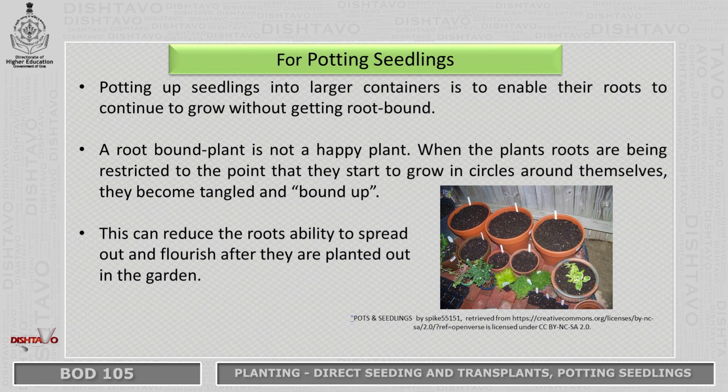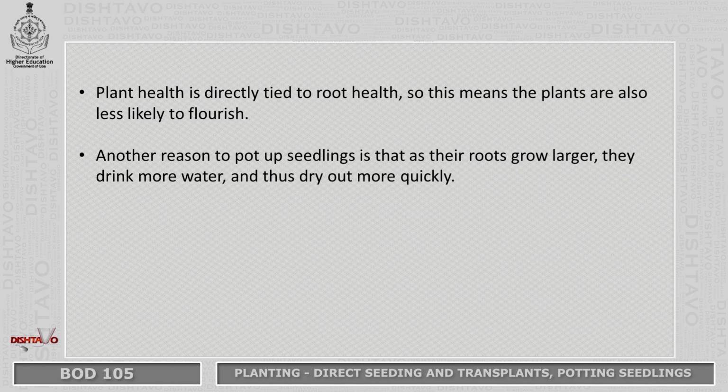In this picture, you can see various size pots and potted seedlings in the pots. Plant's health is directly tied to the root health. So this means the plants are also less likely to flourish. Another reason to pot up seedlings is that as their roots grow larger, they drink more water and thus dry out more quickly.